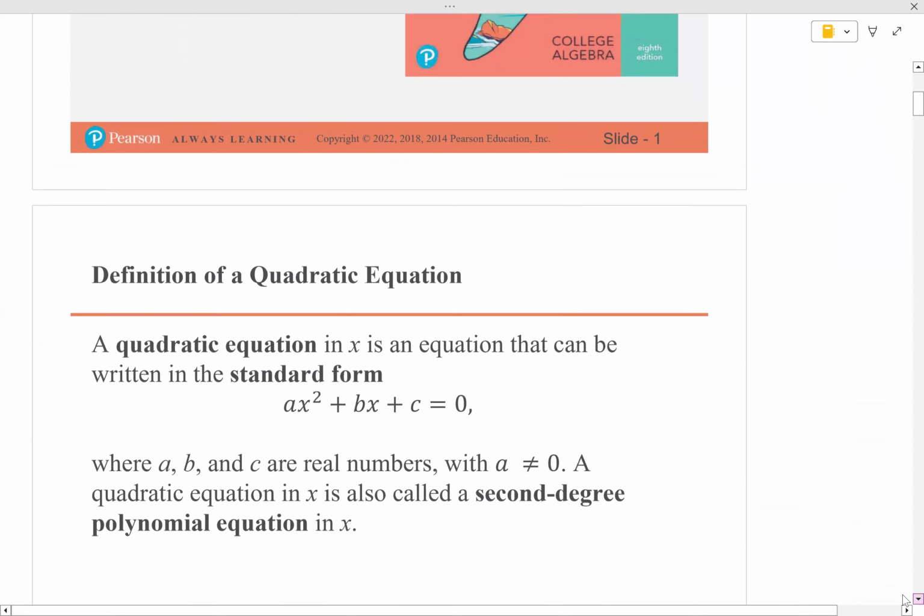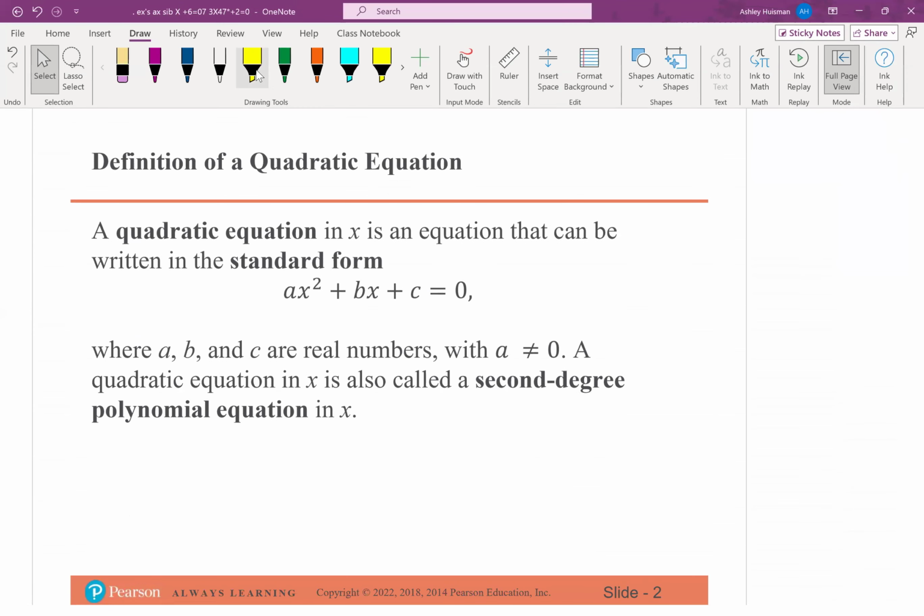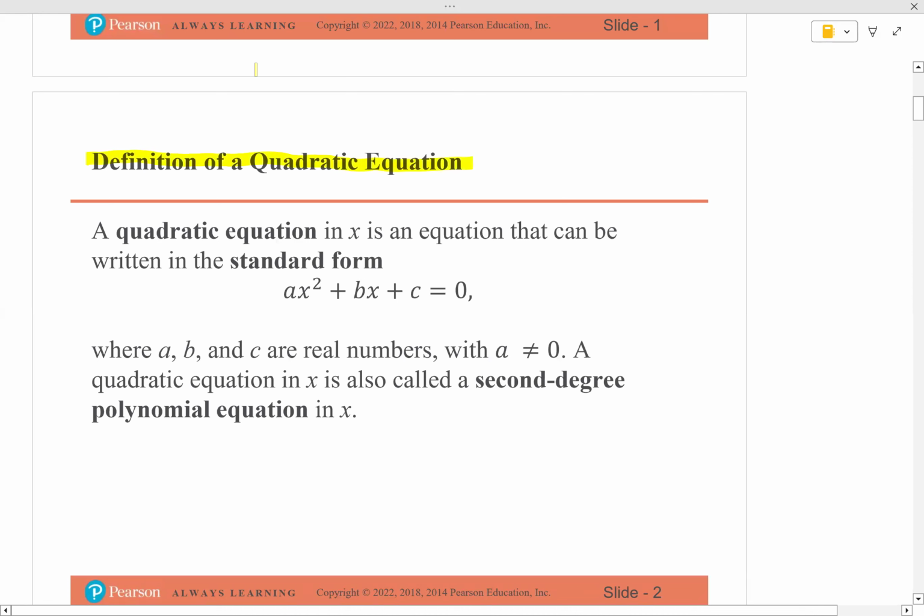Okay, let's first talk more explicitly about what a quadratic equation is. Here's the definition. A quadratic equation in x, in other words, that's the variable they want to specify, as opposed to y or z or anything else, is an equation that can be written in the standard form ax squared plus bx plus c is equal to 0.